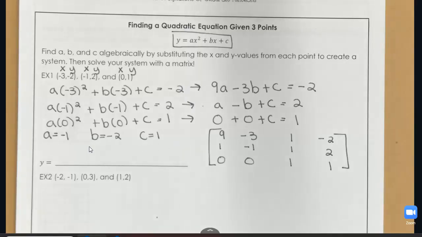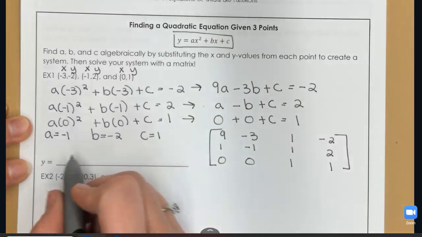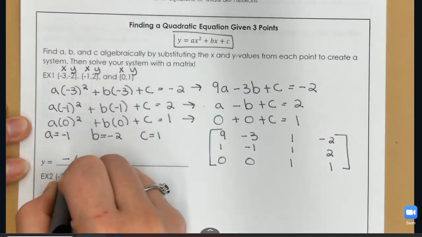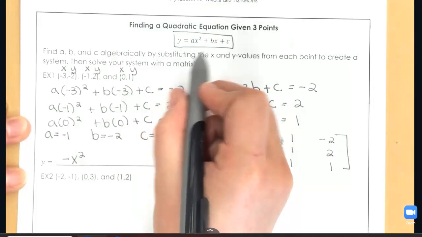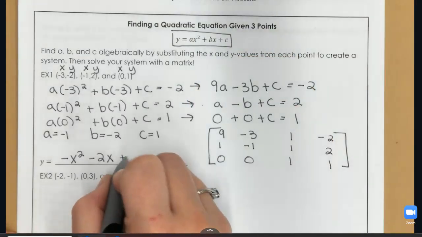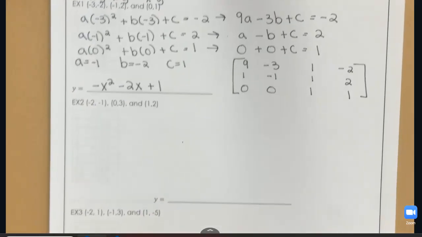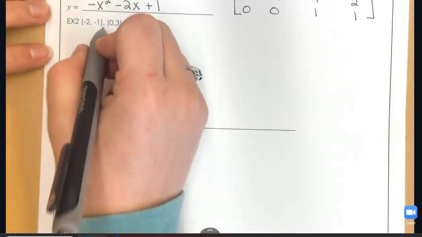Bringing that back to what this means in our equation is I know A is -1, so my quadratic will be -x squared. B is -2, so that will be -2x, and C is +1. So there's the equation of my quadratic. That's it. Let's practice this a few more times with some different points.